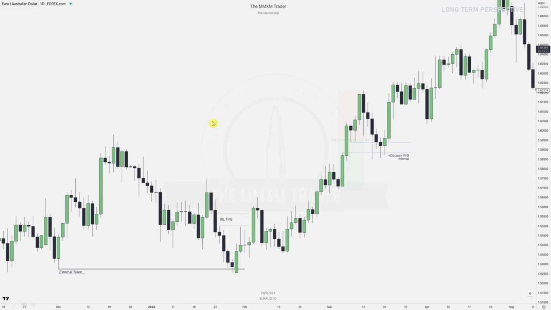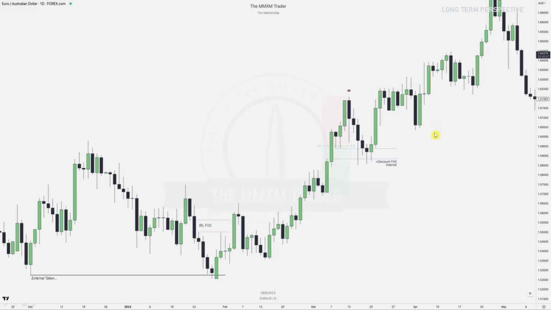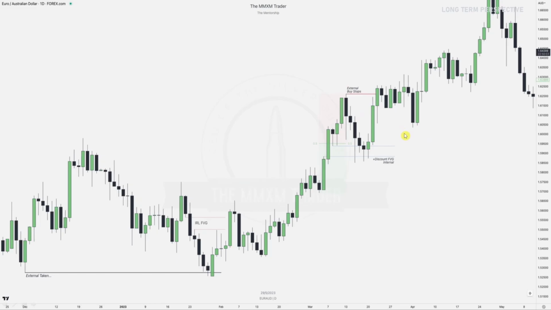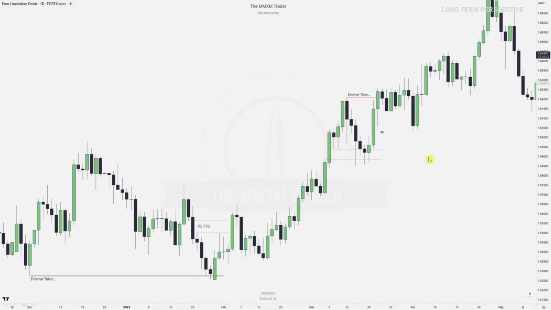We went external, right? And then we go back to internal. And once we hit internal, we want to go external once again, which is up here, right? Putting that I on there. So over here, external buy stops, and this keeps repeating over and over again. So external has been taken. So now where do we want to draw into, right?